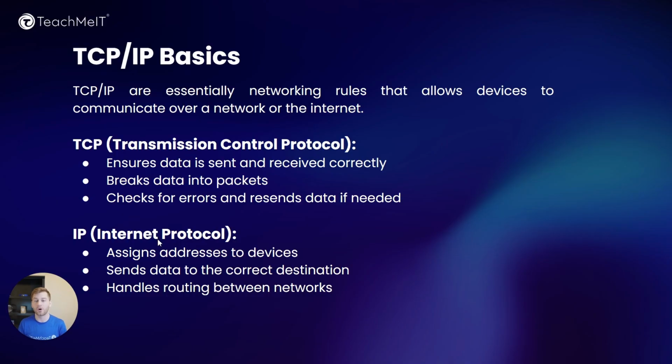IP, or Internet Protocol, is kind of like our address at our house. That's how computers and other types of devices know where to send the data, based off of our IP address or Internet Protocol address, just the exact same way we do with mail. So overall, Internet Protocol sends data to the correct destination, and it also helps us handle routing between our networks.